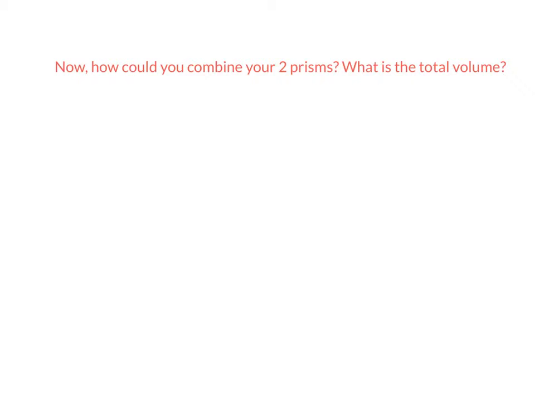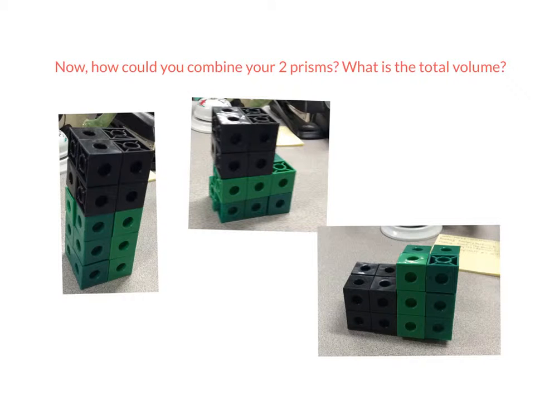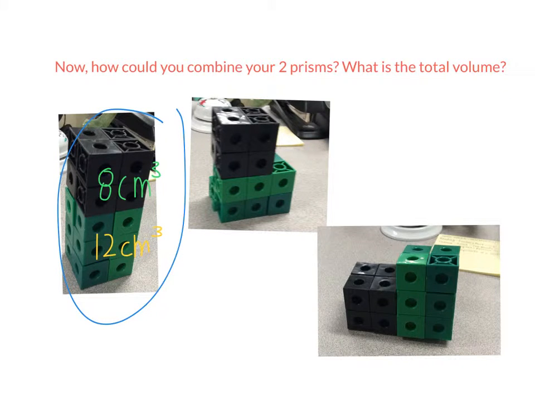20 cubic centimeters. How do you know? Talk at your table groups. What was the volume of prism A again? 12 cubic centimeters. Okay. What was the volume of prism B again? 8 cubic centimeters. Okay. So what's the total volume of this figure? 20 cubic centimeters. Okay. What's the volume of this second figure? 20 cubic centimeters. How do you know?